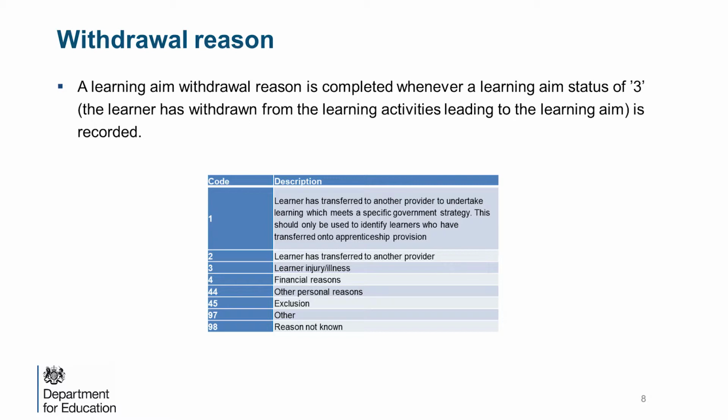The department monitors non-completion of courses to calculate the completion and attainment accountability measure for T levels and Level 2 vocational courses using this data. Students withdrawn from these courses to take up apprenticeship, traineeship or support internship placements are excluded from the measure.